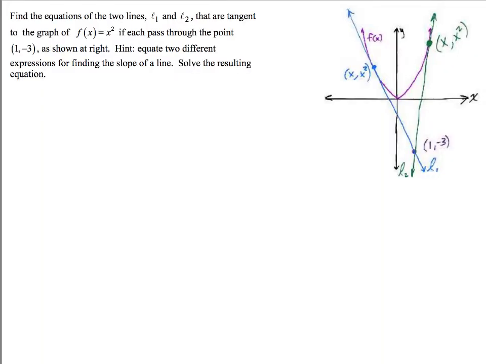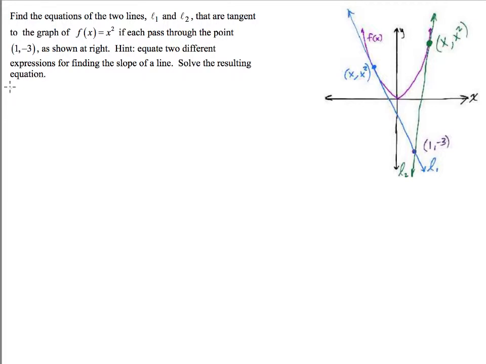Final example, we're given that L1 and L2 are equations of two lines that are tangent to the graph of f of x equals x squared, and they each pass through the point (1, -3). So we need to figure out what the equation of L1 is and the equation of L2.